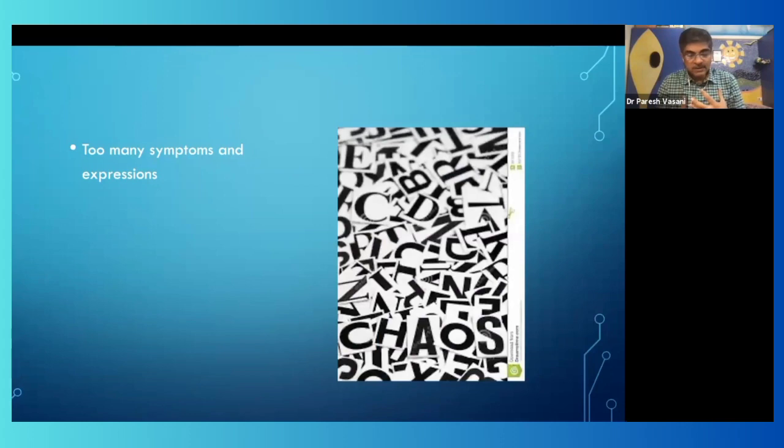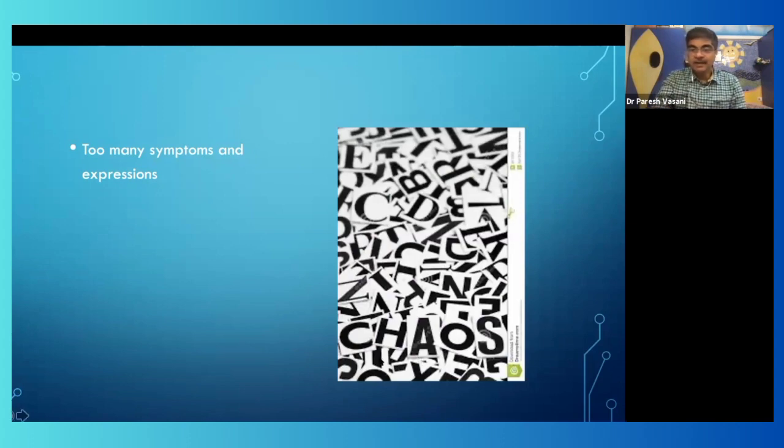The patient presents to us with too many symptoms, and they do not go in an order. They don't say, oh, let's start with a name level and then go to the fact level, and then I'll give you emotion and then the delusion, and then now I'm giving you sensations. No, that doesn't happen. It's all jumbled up. It's all chaotic. Too many symptoms and expressions.